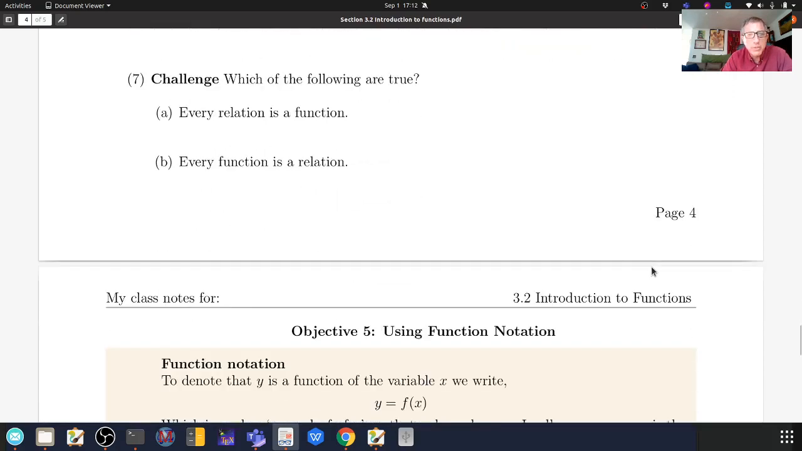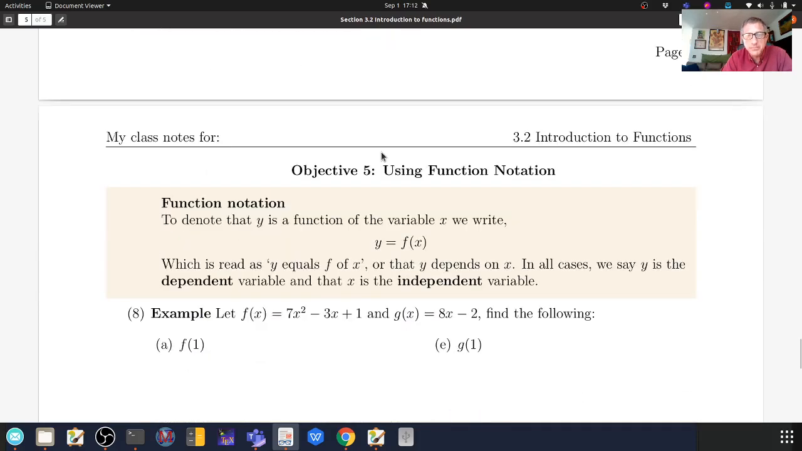So a challenge, which of the following are true? You should easily be able to answer this one because of the dog and mammal question. Which one is true? Every relation is a function. Every function is a relation. I'm not going to give you the answer.